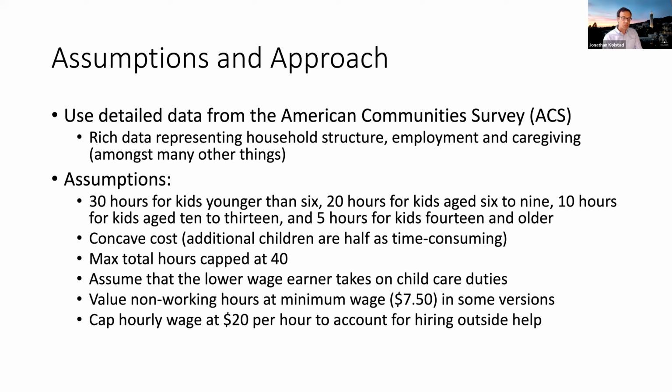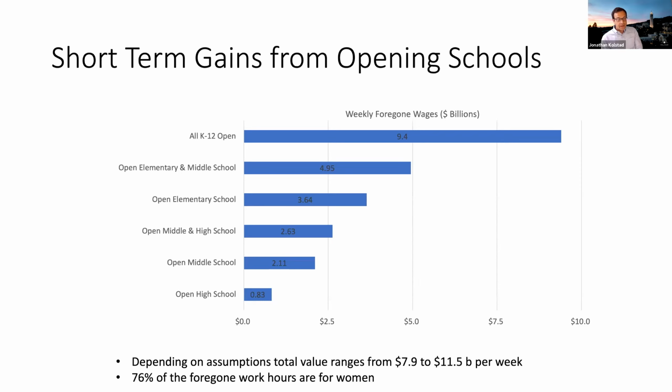For some specifications, we're going to value non-working hours at minimum wage. And alternatively, for high earning workers, we're going to cap that amount, reflecting the assumption that if you have very high earnings, you might well hire someone else to do this. And if you put those together, it's a pretty striking number, I think. We do this on a weekly basis. We can relax and change these assumptions, but our core estimate, if you look at all of K through 12 schools being closed in the US, is almost $10 billion a week in lost wages. It's an incredibly large number in terms of the foregone cost of the economy.